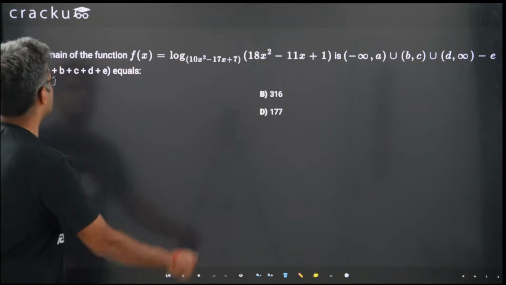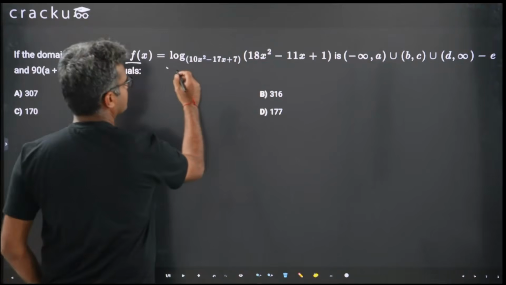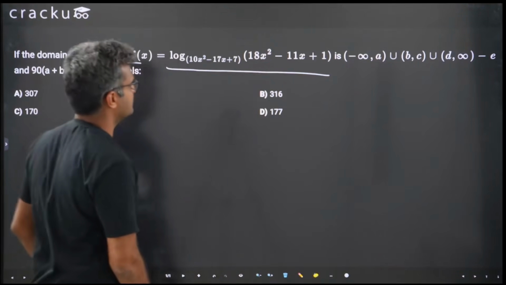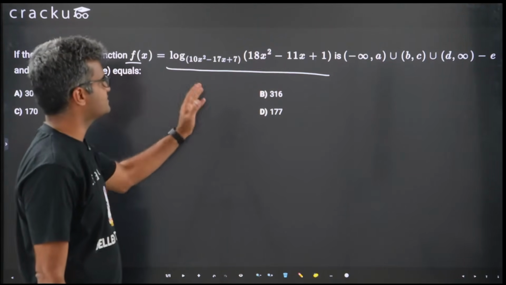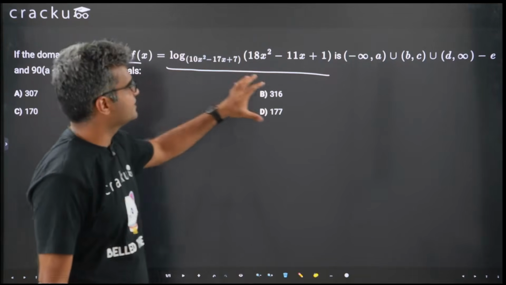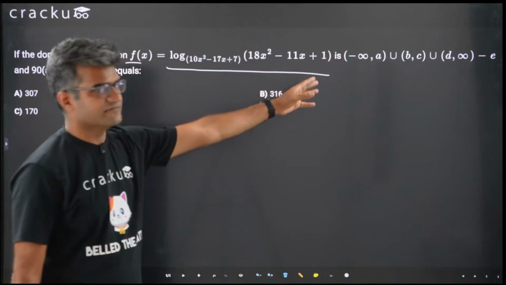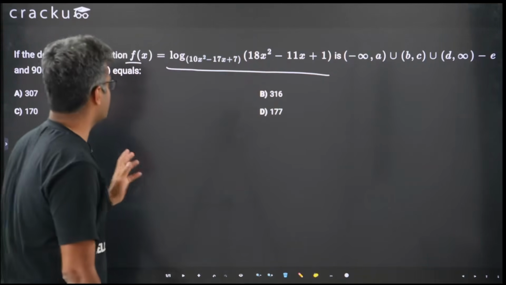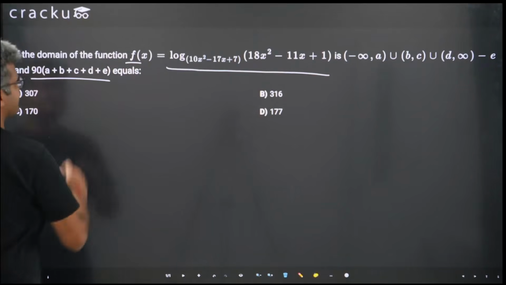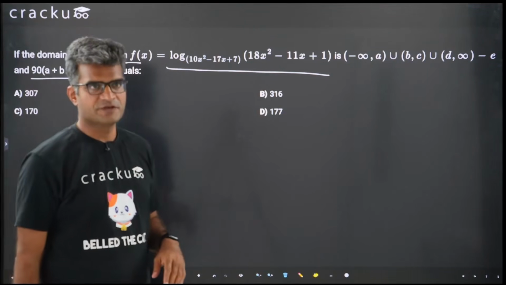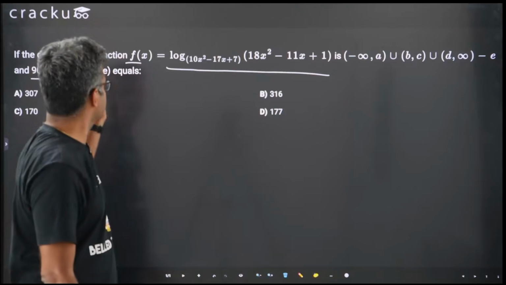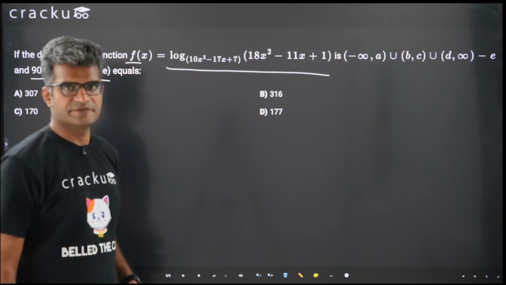In this question, we are told that f of x is log of 18x square minus 11x plus 1 to the base 10x square minus 17x plus 7. We are told that the domain is given and there are some variables a, b, c, d and e. We are required to calculate the value of 90 times a plus b plus c plus d plus e. So in this question, we have to first figure out the domain of the given function. After that, it becomes easy.